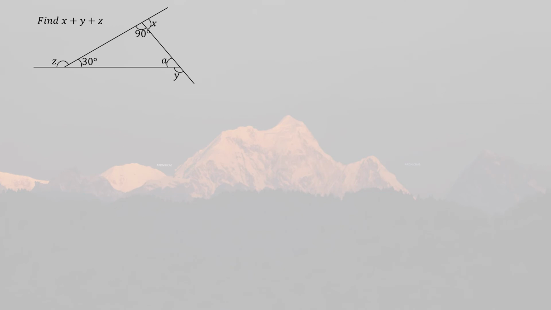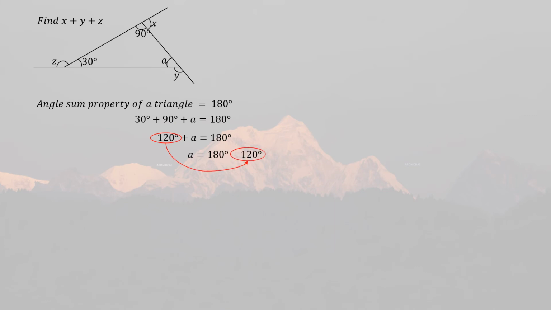Find x plus y plus z. So we have to find out the value for x, y and z. Before we find out the value of x, y and z, we need to find out the value of A, because without finding the value of A, we cannot find out the value of y. So the angle sum property of a triangle we very well know is 180 degree, meaning 30 degree plus 90 degree plus A is equal to 180 degree, and 30 plus 90 is 120, plus A equals 180 degree, and A equals 180 minus 120, so A equals 60 degree.